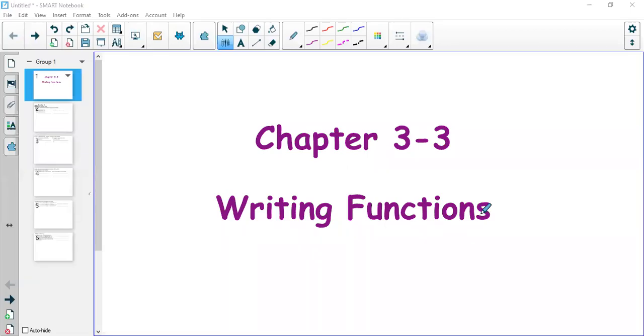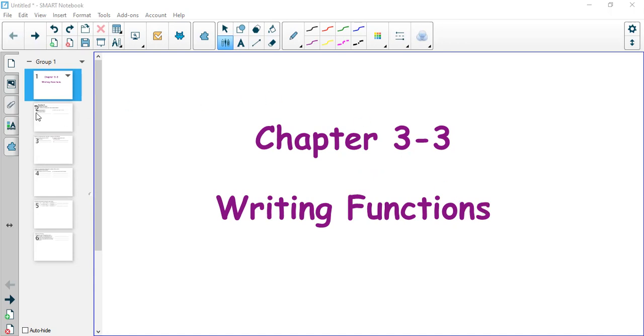Hello all, in this video we will be looking at chapter 3, lesson 3. We'll be learning how to write functions. In the previous lessons we did learn how to identify a function, that is, if the value of x or the value of domain is not repeated, then it is defined as a function. So keeping that in mind, here in this lesson we are going to learn how to write functions.